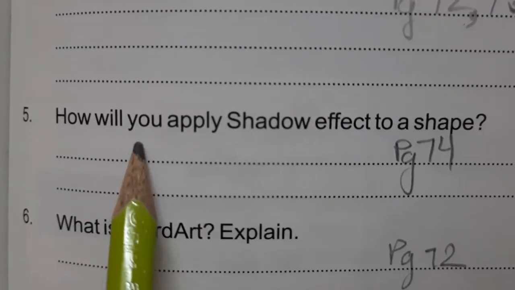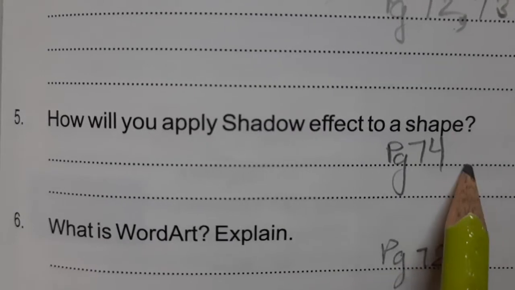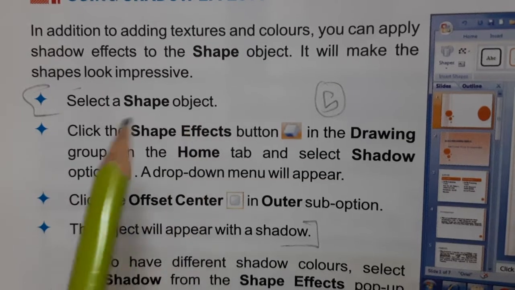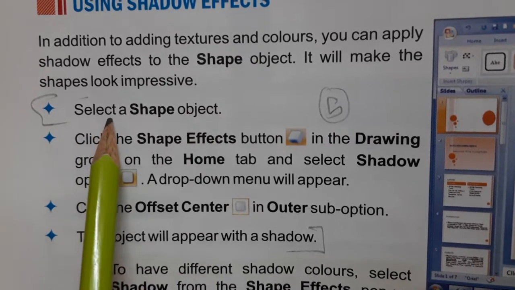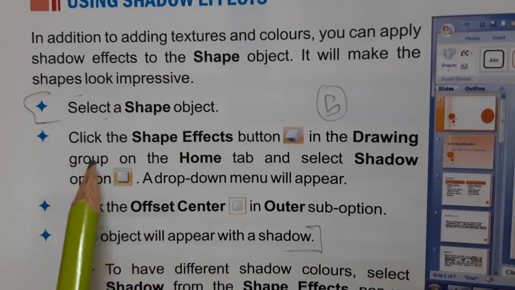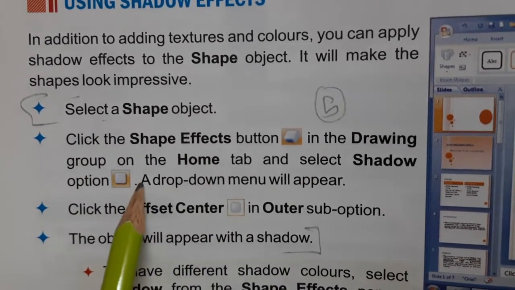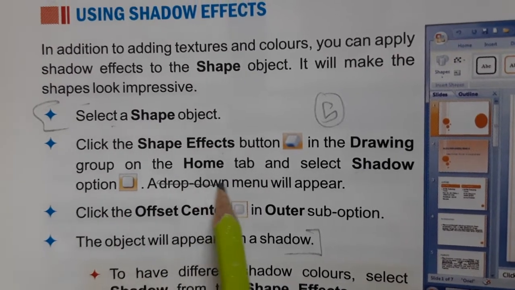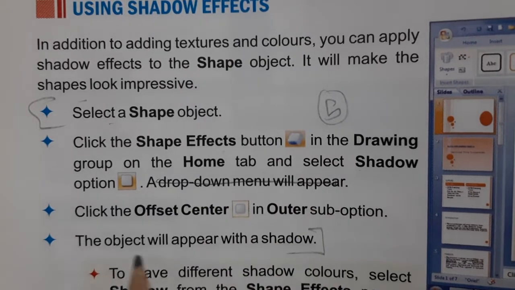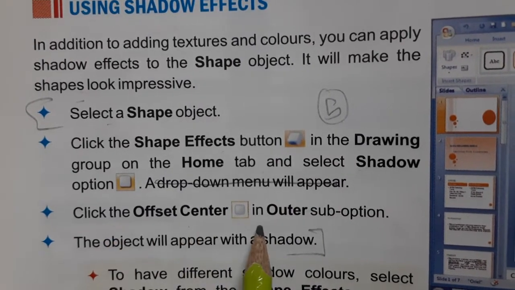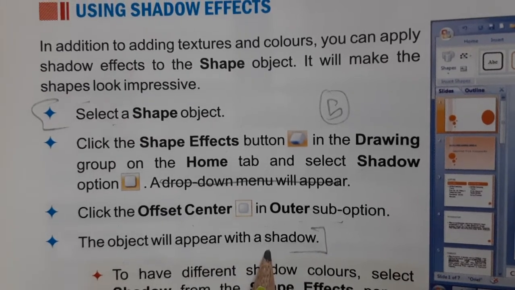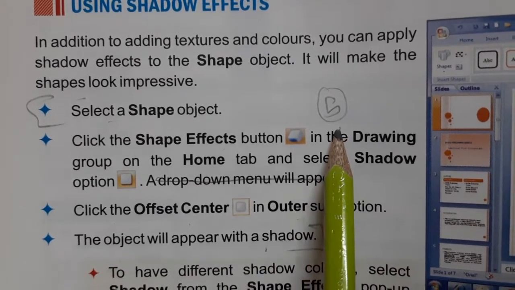Question number 5. How will you apply shadow effect to a shape? For this, open page number 74. Okay, you have to write all the steps. For number 1, select a shape object. Then click the shape effect button in the drawing group on home tab. Select shadow option. Drop down menu will appear. Cut this line. After that, click the offset center in the outer sub option and the object will appear with the shadow. This is the answer number 5.